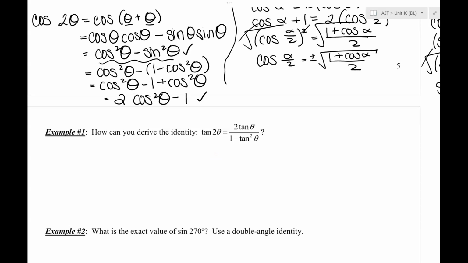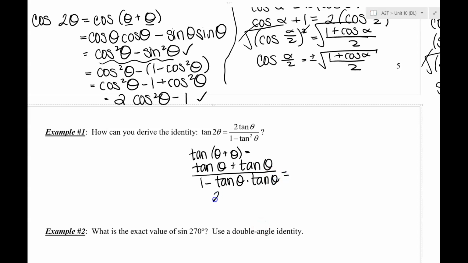Okay, so tangent 2 theta, I'm going to rewrite that as tangent of theta plus theta, which we can do. Totally nothing wrong with that. We know x plus x is 2x, so theta plus theta is 2 theta. Then using the sum formula for tangent, we get tangent of the first angle, which is theta, plus tangent of the second angle, all over 1 minus tangent of the first angle times tangent of the second angle. Finishing that out in the numerator, you get 2 tan theta, all over 1 minus tan squared theta.